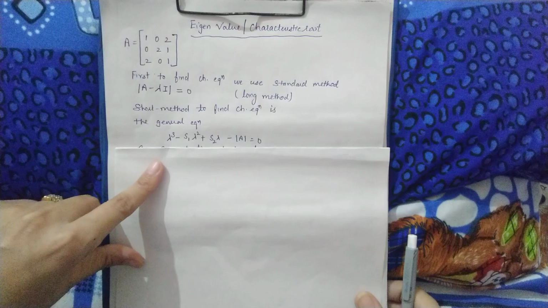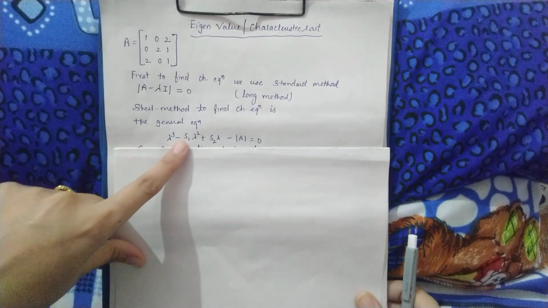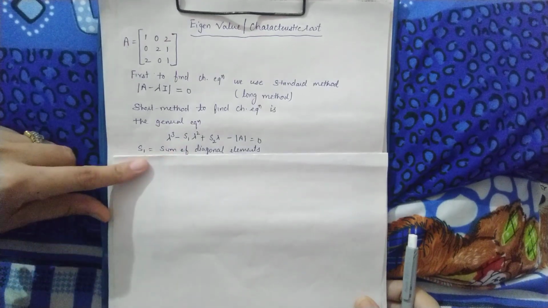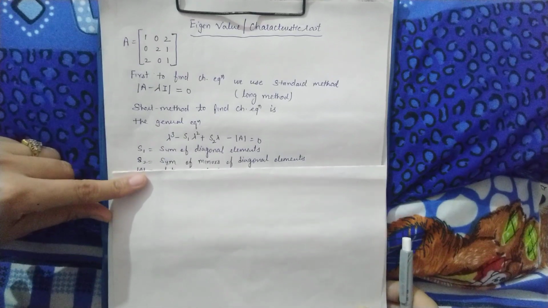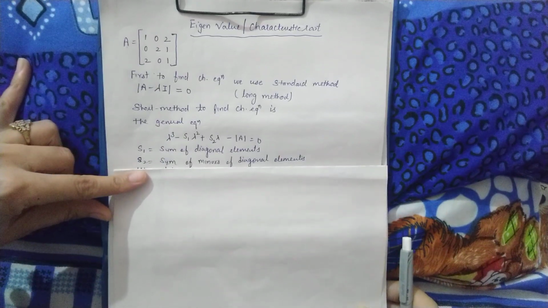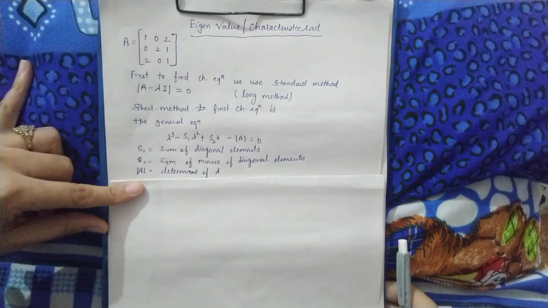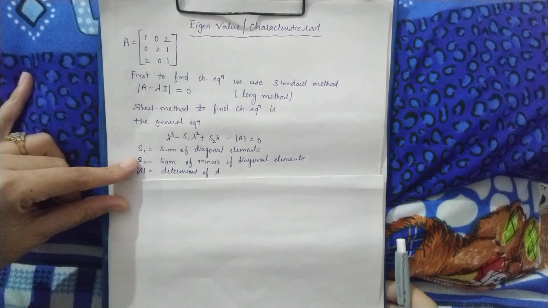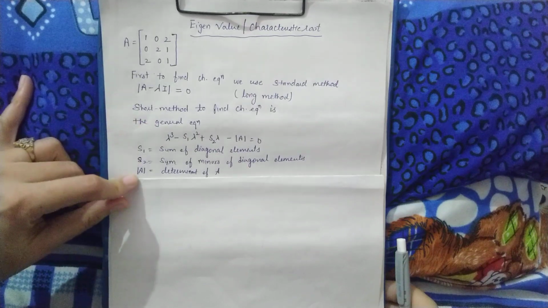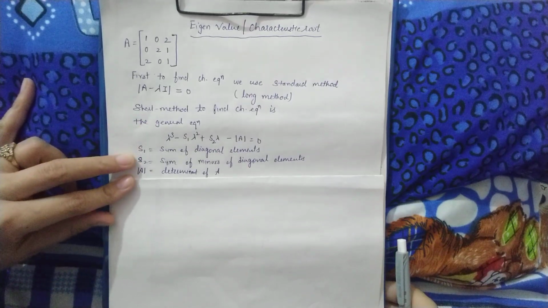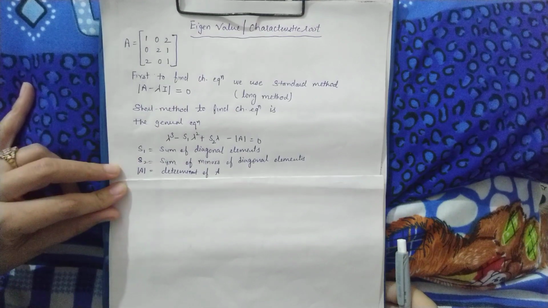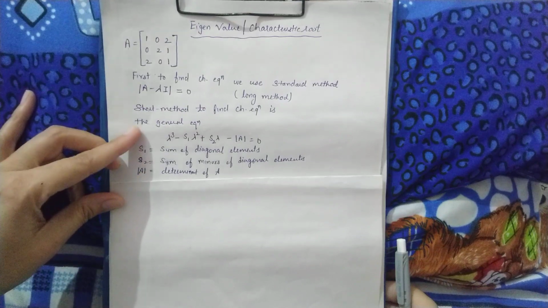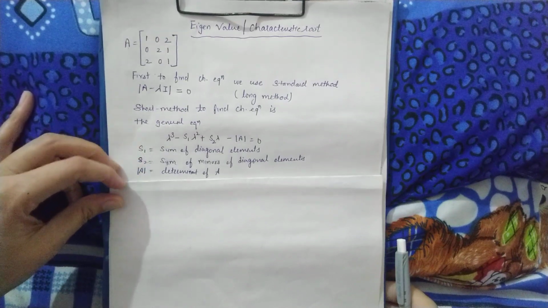Now what are the terms S1, S2 and A? S1 is the sum of diagonal elements, S2 is the sum of minors of diagonal elements, and A is the determinant of A. After getting these three values, you can easily get the characteristic equation, right? In detail, you can watch my last video, where I explained how to find this equation using this method.